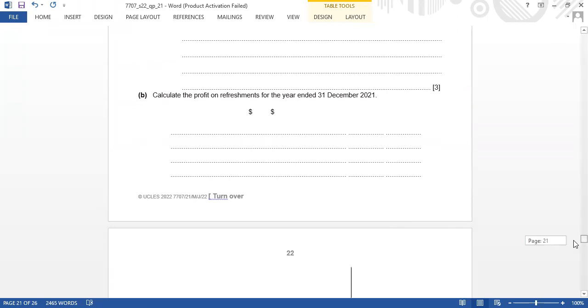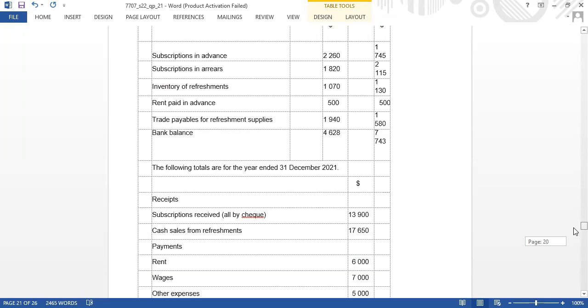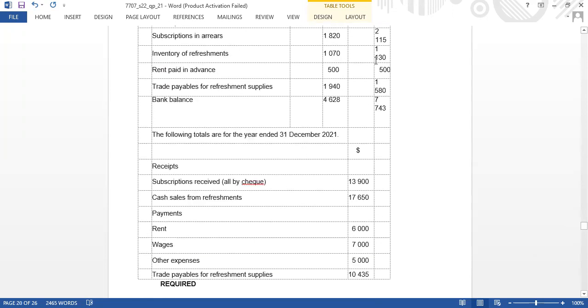Okay, moving towards B part. Calculate the profit on refreshments for the year ended 31st December 2021. Okay, we'll be needing closing inventory, opening inventory, 1070 and 1130. Then we'll be needing purchases. We have to calculate purchases by trade payables. Opening and closing balances are given, and the cash paid to the trade payables for refreshment. Okay, cash is also given.